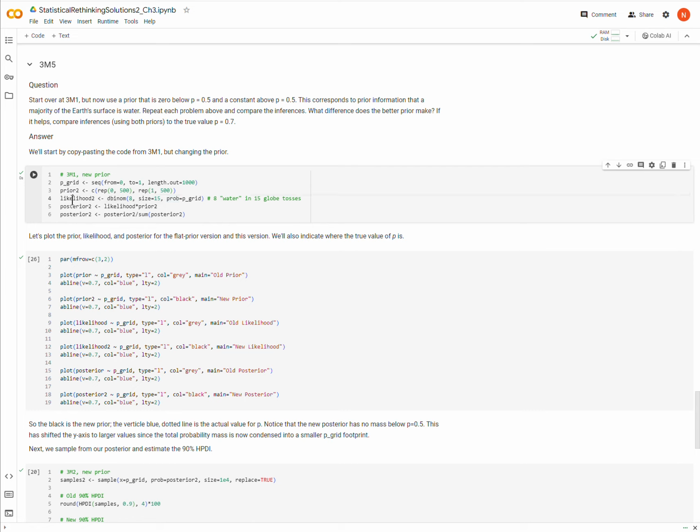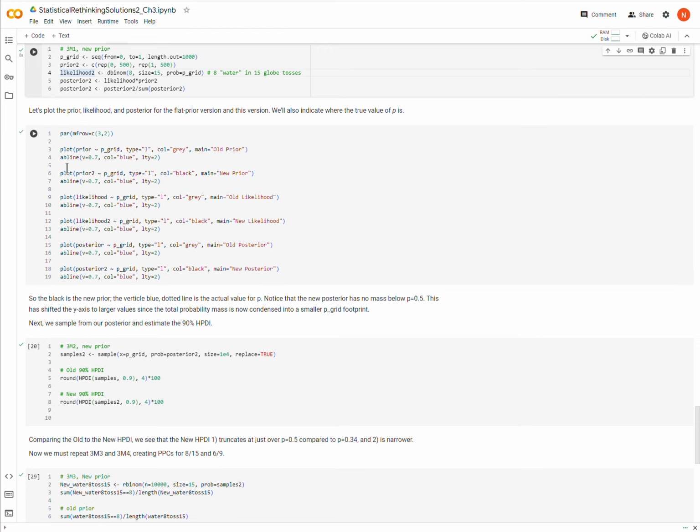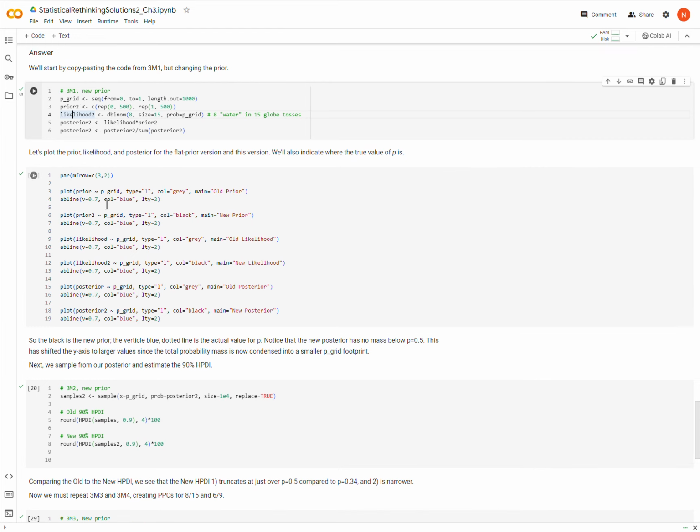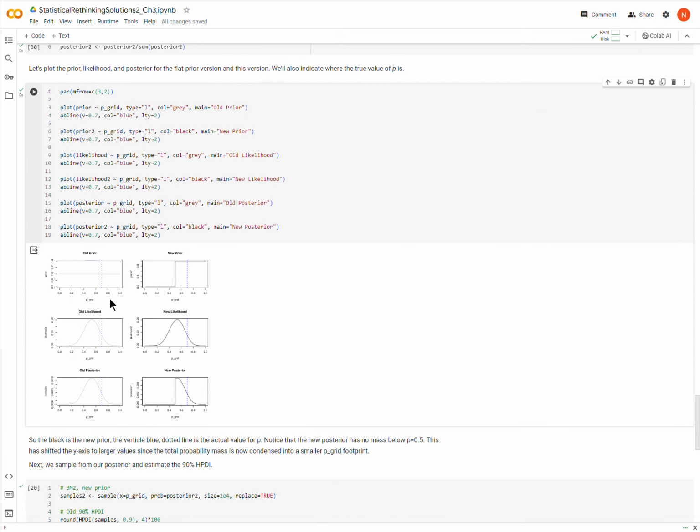Again, we have a prior, a likelihood, a posterior, and I've labeled these all 2 so that we can compare it to questions 3M1 to 3M4. So let's plot not only the prior, likelihood, and posterior for this problem, but also for the previous problem. On the left-hand column, we have the old problem, and on the right-hand side, we have the new column. And I've put this dotted blue line in all of the plots to show what the problem claims is the actual value for p, and it says that the actual value is 0.7.